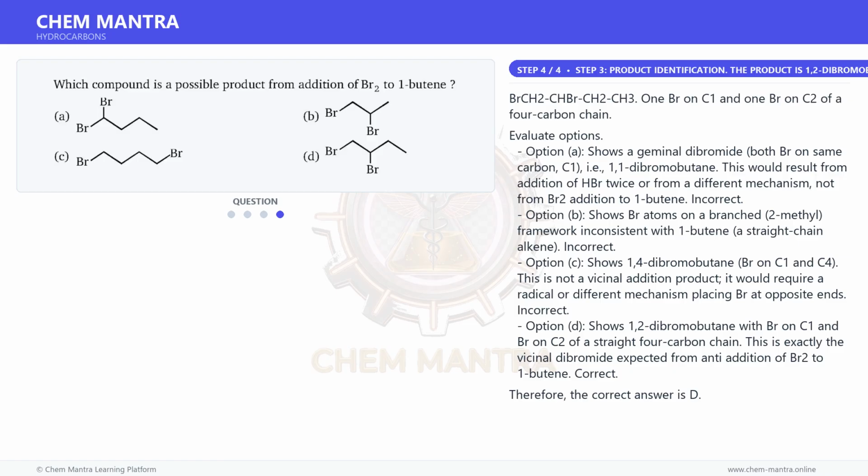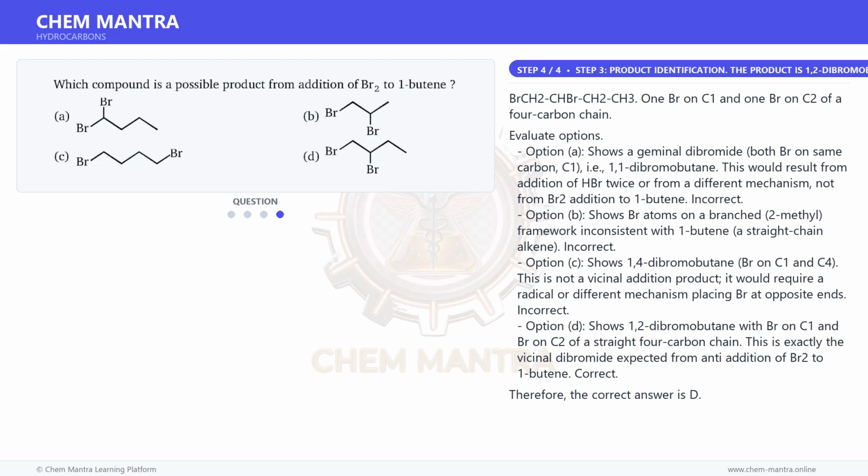Evaluate options. Option A shows a geminal dibromide, both Br on the same carbon, C1, i.e. 1,1-dibromobutane. This would result from addition of HBr twice or from a different mechanism, not from Br2 addition to 1-butene. Incorrect. Option B shows Br atoms on a branched methyl framework, inconsistent with 1-butene, a straight chain alkene. Incorrect.